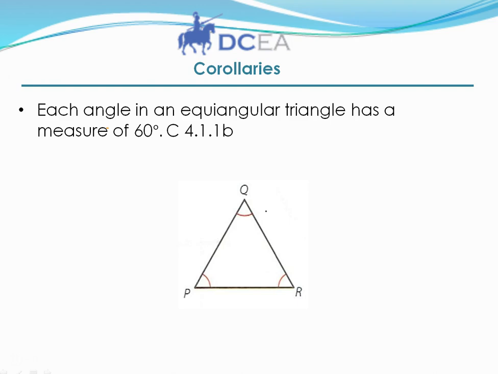Each angle in an equiangular triangle has a measure of 60 degrees. This is just the corollary from the theorem, and we know that each one of these will be 60, and they will add to 180 degrees.